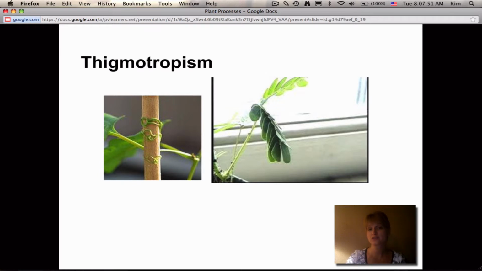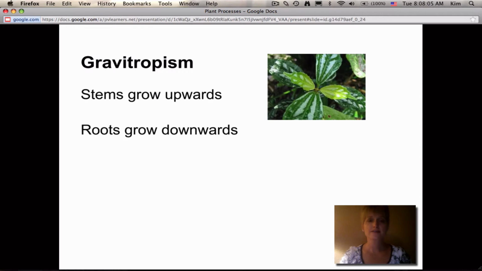We see this also with a Venus flytrap. If an organism lands within it, it will snap shut. And that is basically a response to stimulus, which we call thigmotropism. And then there's gravitropism. Gravitropism really just means that stems grow upwards. They tend to grow up, and roots grow downwards.